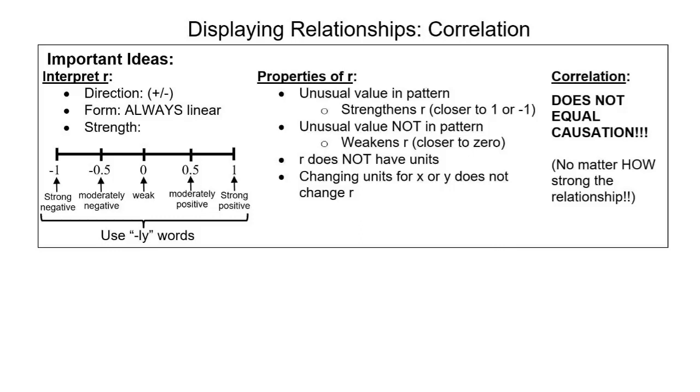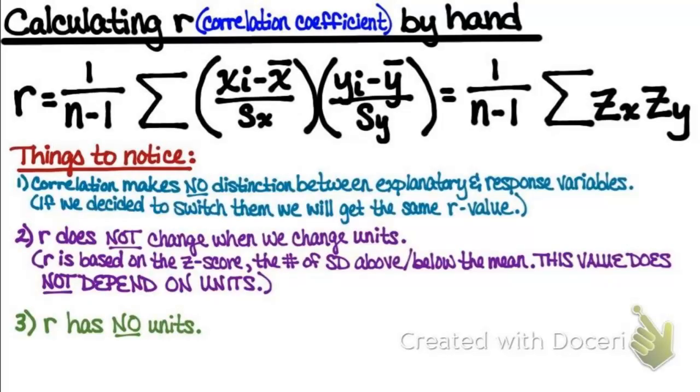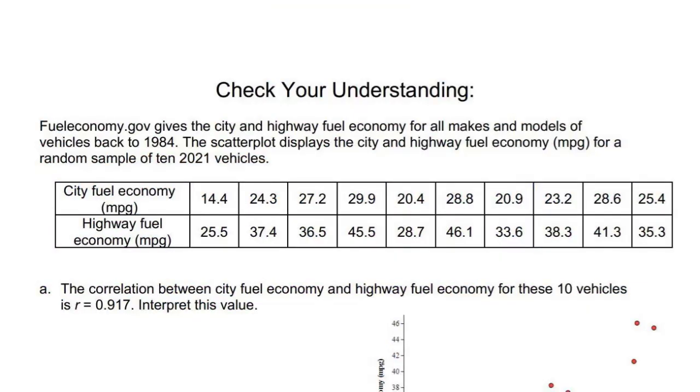I want you guys to try to check your understanding down at the bottom. If you guys were going to calculate R by hand, there's the formula. This is why we're having the graphing calculators do it. This is why we're not doing it by hand. Right. Try the check down at the bottom.